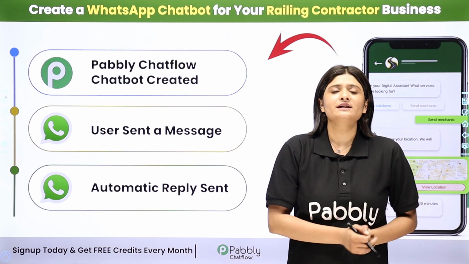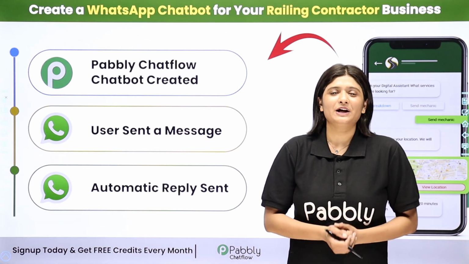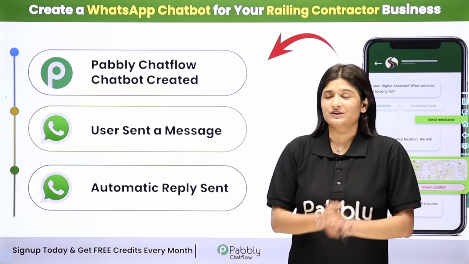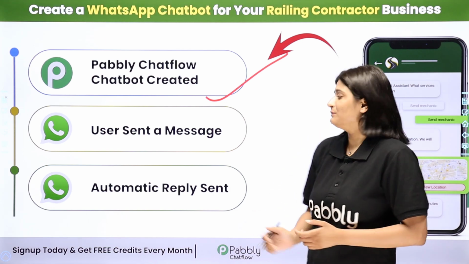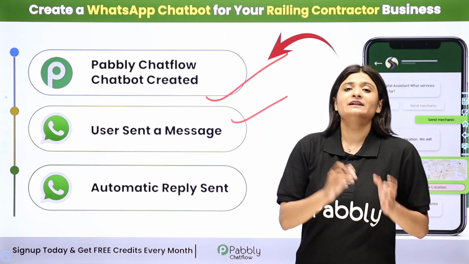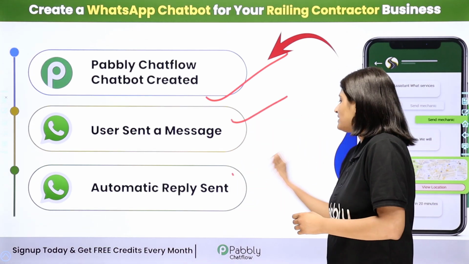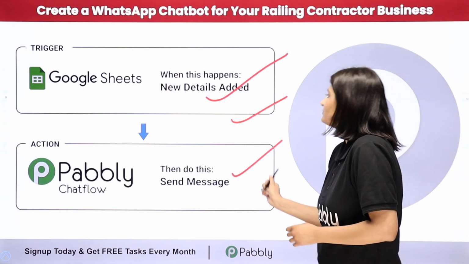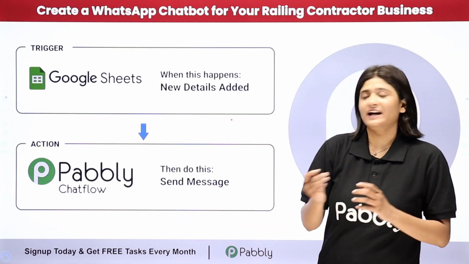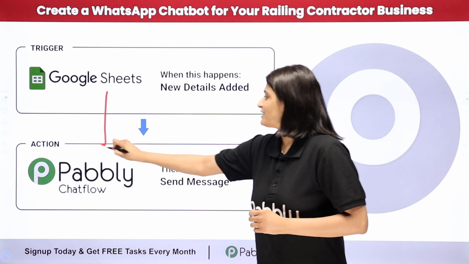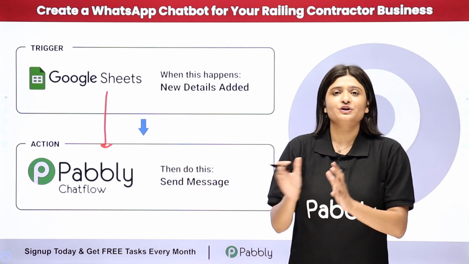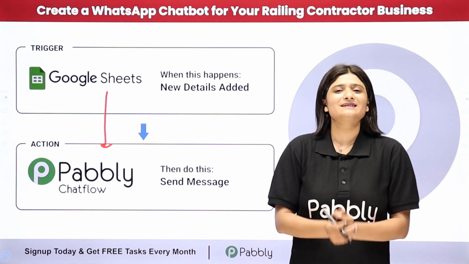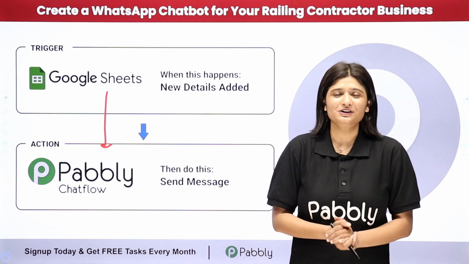With the help of this WhatsApp chatbot, I am instantly going to reply to all the queries sent by my users. Now, when I create this WhatsApp chatbot and a user sends me a message, automatically the reply will be sent to that user based on the query. And with the help of this integration which I have created with Pabbly Connect between Google Sheets and Pabbly Chatflow, I am going to add all the details sent by this user to my Google Sheets. Now, if you want to learn the step-by-step process, then let me take you all to my screen.